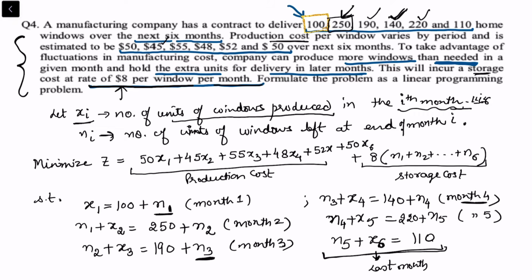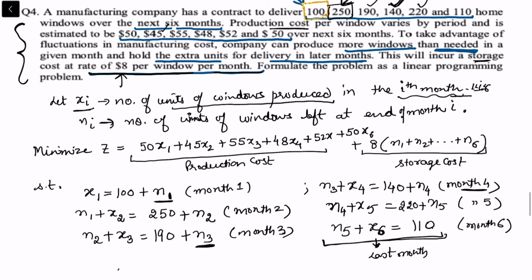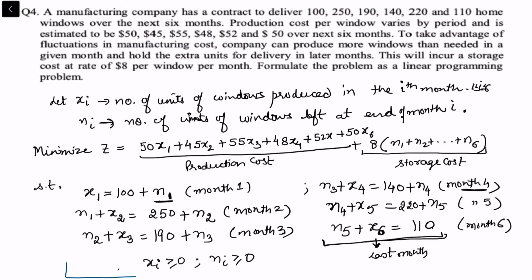So there is no holding capacity for the 7th month. That means in the 6th month, we want to ensure that all the stock is completely moved out of the storage house. So this will become month 6. And as we know, all the decision variables that we use in the problem, Xi, should be greater than or equal to 0, and Ni is greater than or equal to 0. So this becomes the formulation of problem number 4.